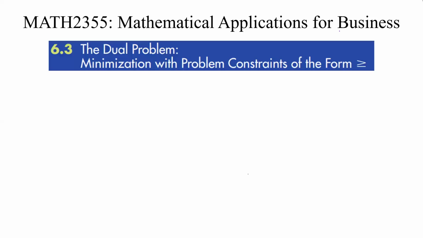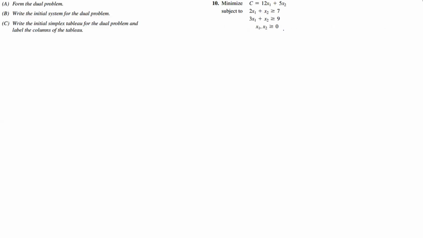All right, here we are on 6.3 on the dual problem, and this is minimization with problem constraints in the form greater than or equal to. So a little different than the last section on less than or equal to. Here we're supposed to form the dual problem from this minimization, write the initial system for the dual problem, then write the initial simplex tableau for the dual problem, and label the columns of the tableau. We don't have to solve it.